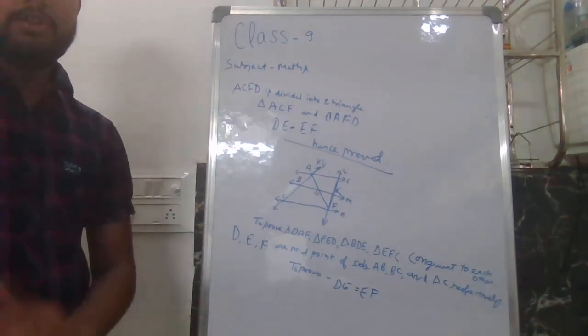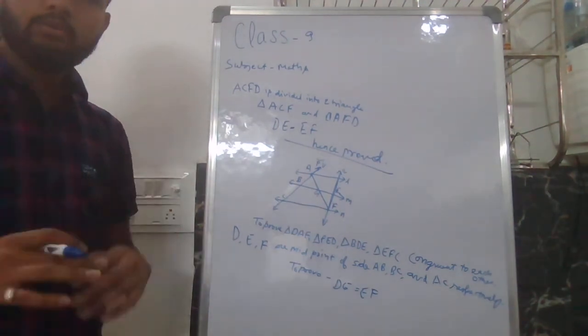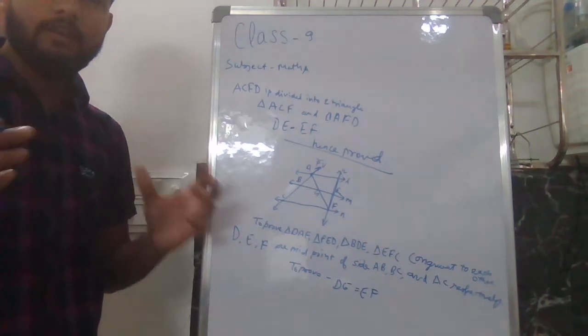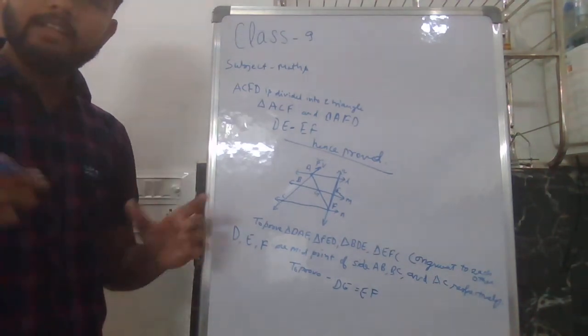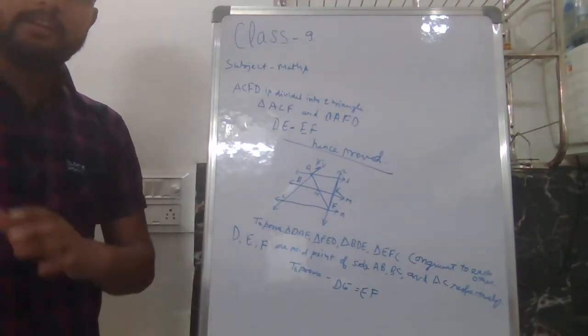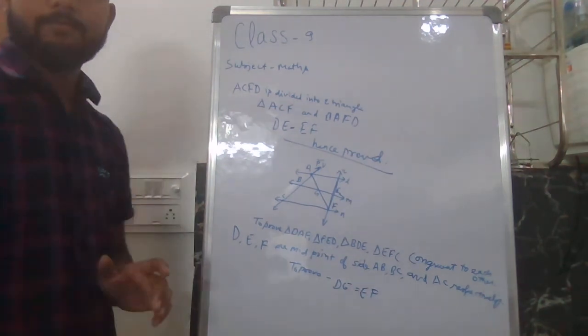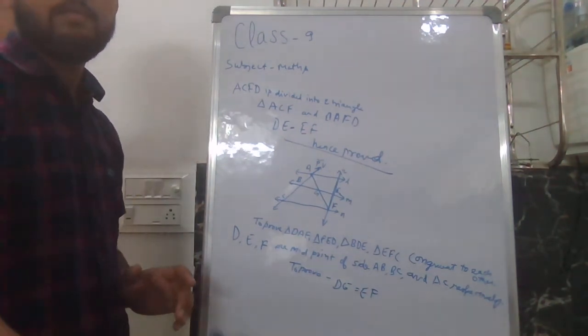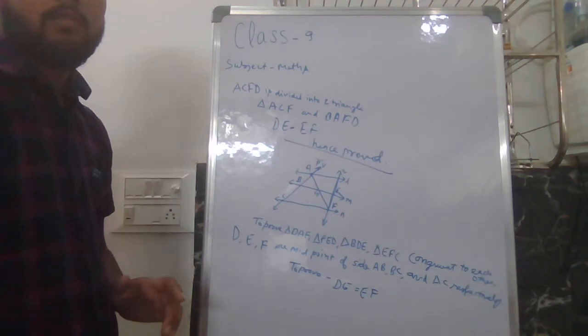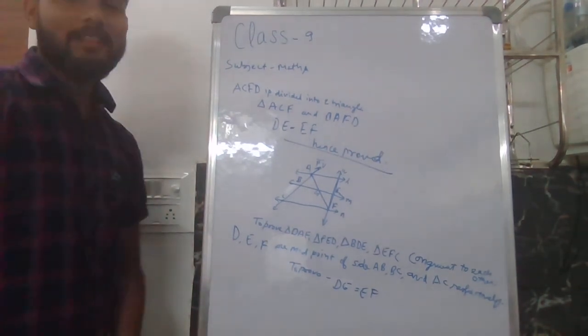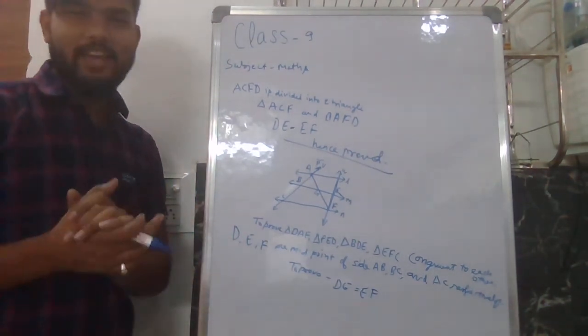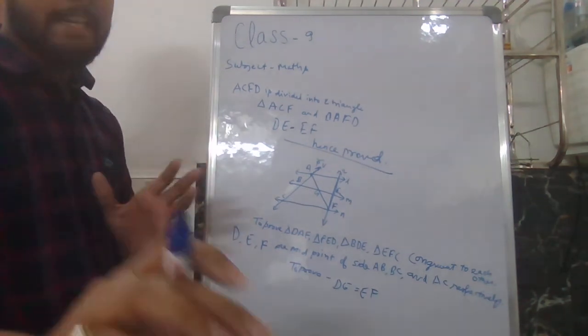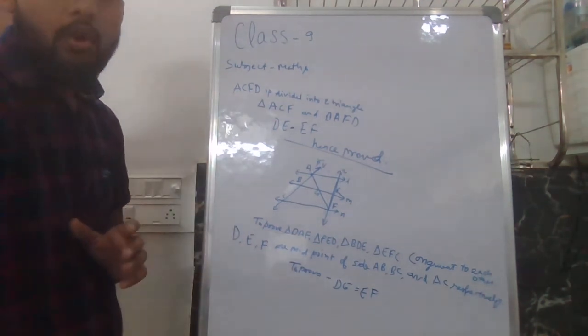Next, I have one question for you. The line drawn through the midpoint of one side of a triangle parallel to another side, dash the third side. What will be the answer here? So the answer will be that it bisects the third side. Okay, so I hope everyone is clear. So let's move further.